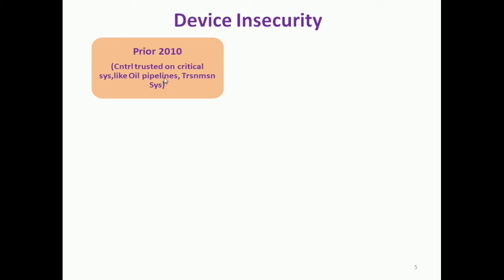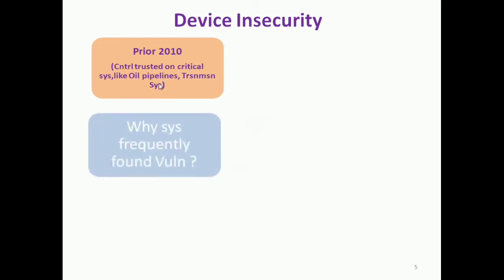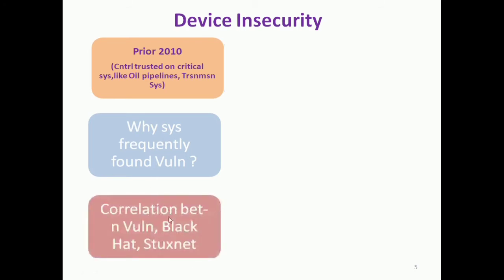Typical systems for that, device insecurity may always be a problem. Why are systems frequently found vulnerable, right? So what is the correlation between the vulnerabilities, Black Hat and Stuxnet? What correlation will be happening? Before 2010, the community paid less attention to industrial computing as an information technology.